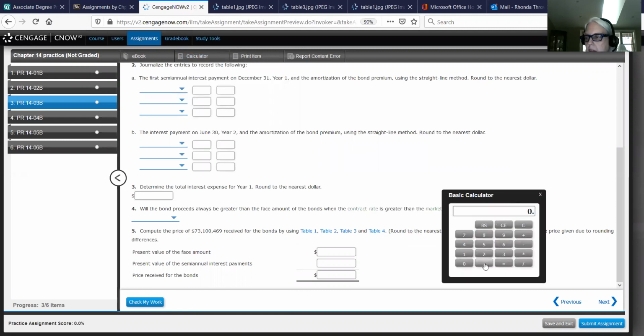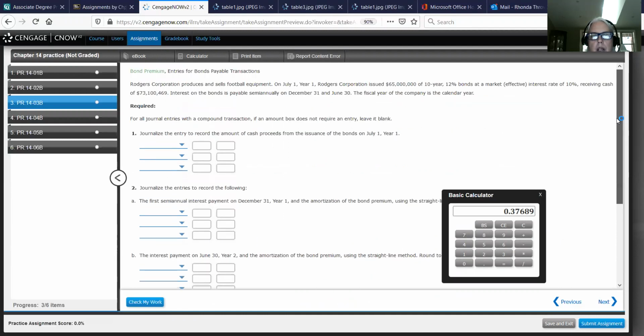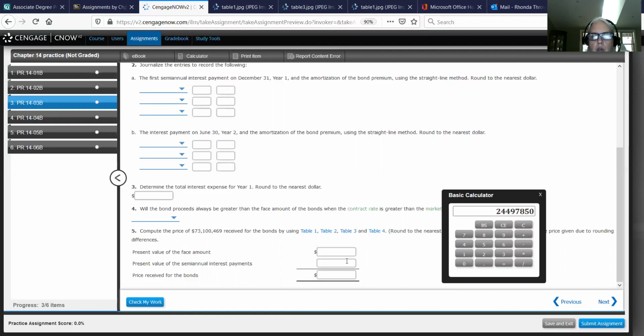We will take that table value amount, 0.37689, and we will multiply this by the face amount, which was given in your problem. The face amount of this bond issue is $65 million. And that will give you the amount that they want you to put into the present value of the face amount. So it's $24,497,850.